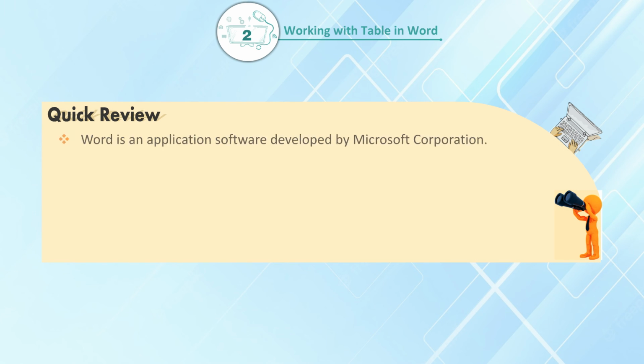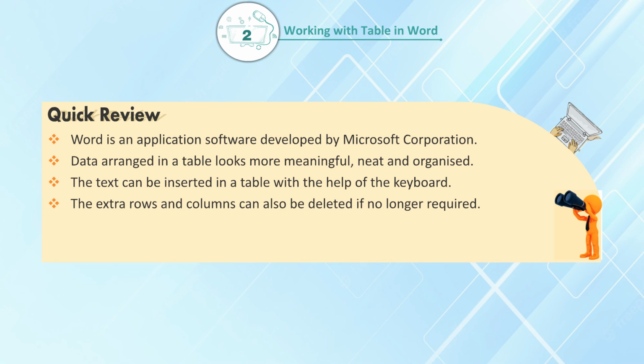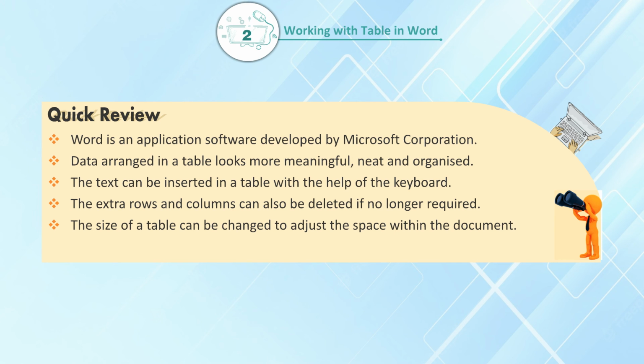Quick review. Word is an application software developed by Microsoft Corporation. Data arranged in a table looks more meaningful, neat, and organized. The text can be inserted in a table with the help of the keyboard. The extra rows and columns can also be deleted if no longer required. The size of a table can be changed to adjust the space within the document. By default, Word aligns your table text to the left inside each cell.